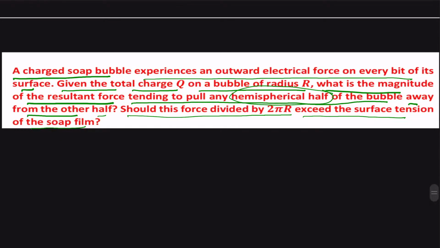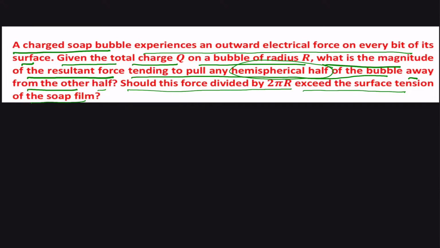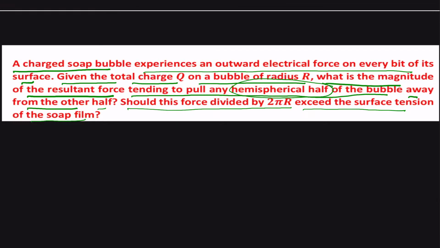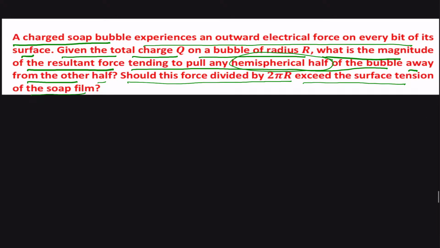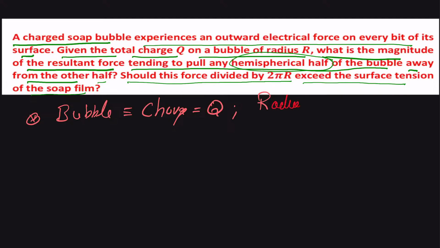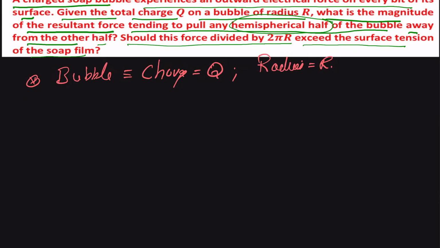And so we are given a bubble which is having a charge. The charge is our Q and the radius is our r. Therefore from here we can find out the total surface area of the bubble.